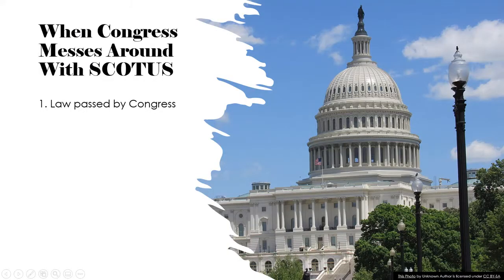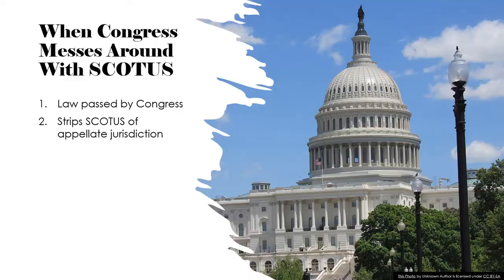Now, if we're going to have Congress messing around with Supreme Court's jurisdiction, you look for the following components in the fact pattern. First of all, of course, it would have to be Congress passing a law. Second, you'd have to have the law taking away jurisdiction. We call this jurisdiction stripping. So it has to be a law passed by Congress, and it has to be a law that removes or strips the jurisdiction of the Supreme Court.